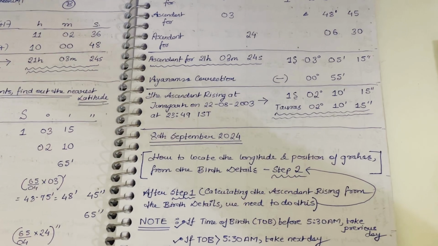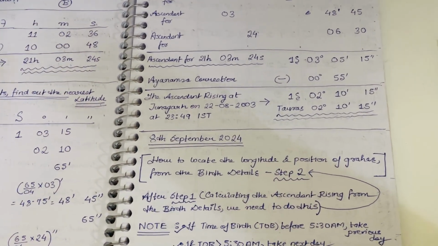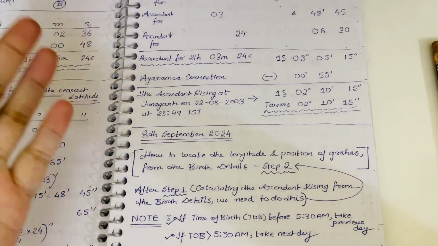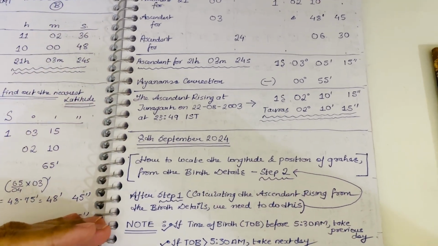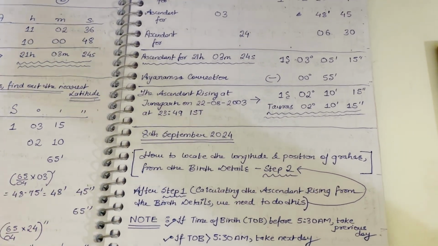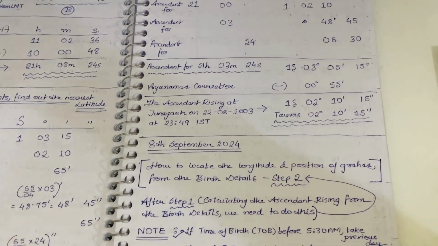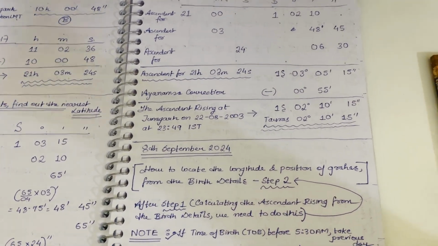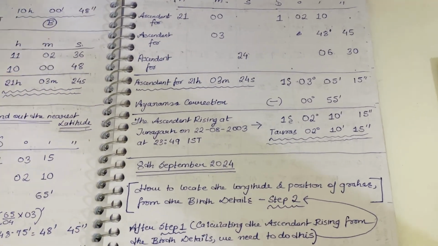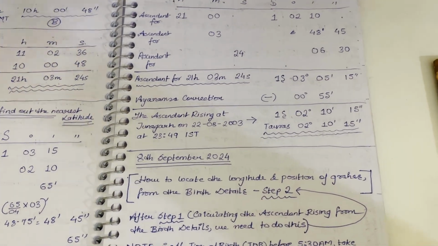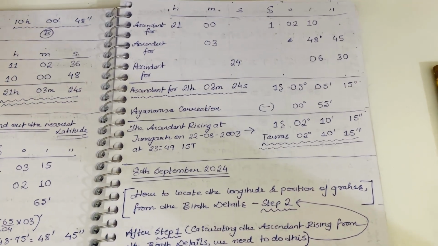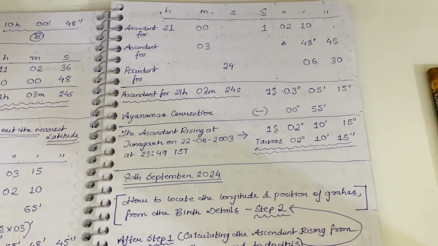And just a simple principle: if your time of birth is less than 5:30 a.m., then your top row value will be 31st of August, that is the same birth date, and your second row will become 30th of August. So these two principles you have to keep in mind. If the time of birth is more than 5:30 a.m., what will be the date in the first row and what will be the date in the second row? If the time of birth is less than 5:30 a.m., what will be the date considered for the first row, and what will be the date considered for the second row?